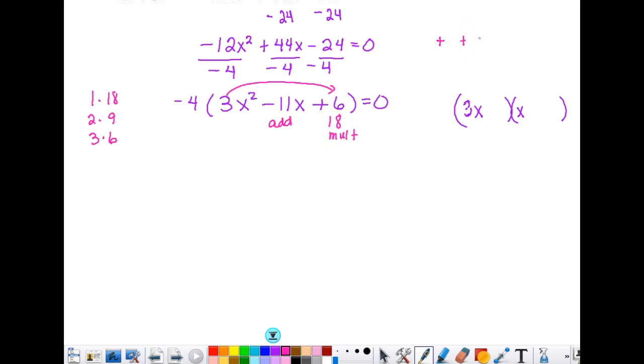You get a positive times a positive equals a positive, but a negative times a negative also equals a positive, right? Okay, so they could be a positive 18. I mean, it could be both positives, or it could be both negatives. It's a negative 11, so that means they're going to have to both be negatives. Okay, so we're going to use a negative 9 and a negative 2. That will give us a negative 11.